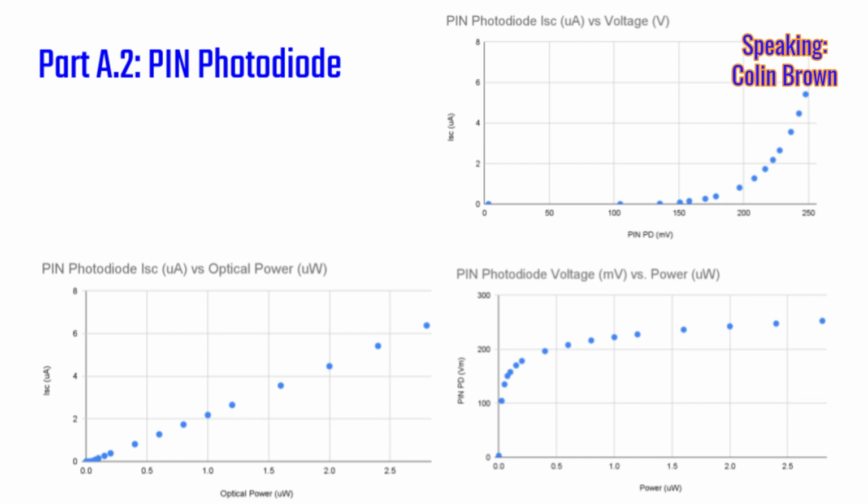In Part A2, we characterized the response of a PIN photodiode. We found a linear response for the current and a logarithmic response for the voltage. When graphing the two against each other, we found a very low linear current response up to a 100 millivolt reading, after which the response is exponential.